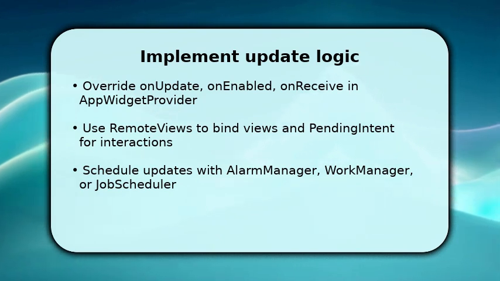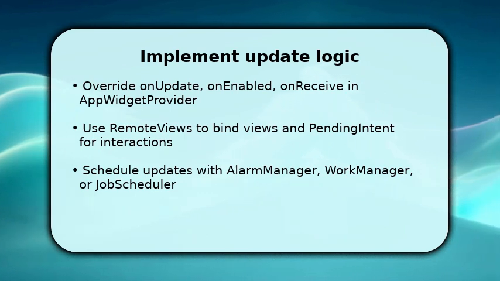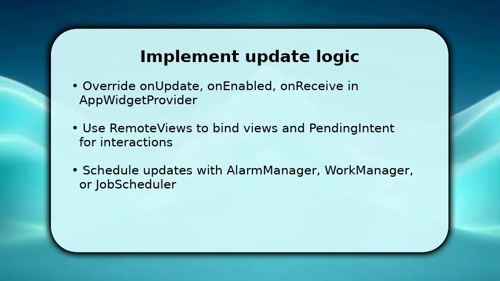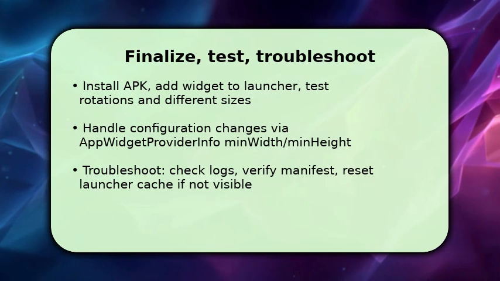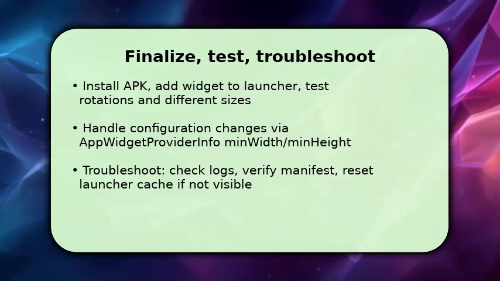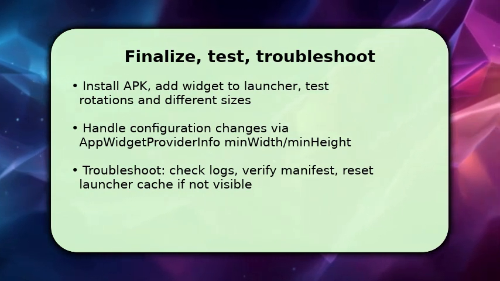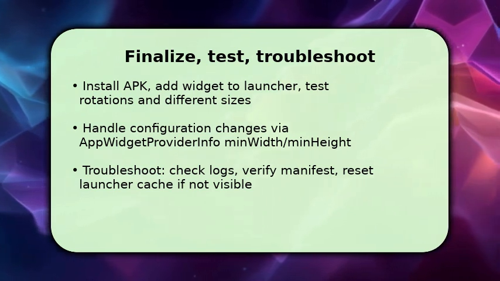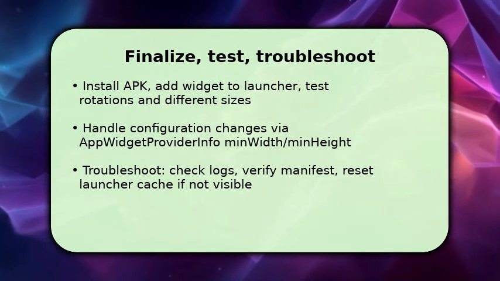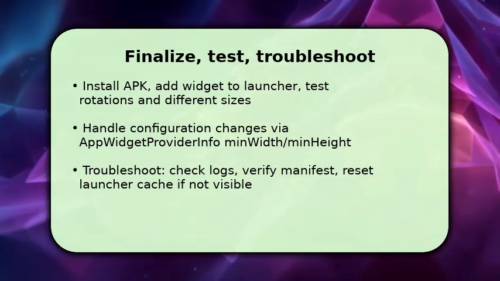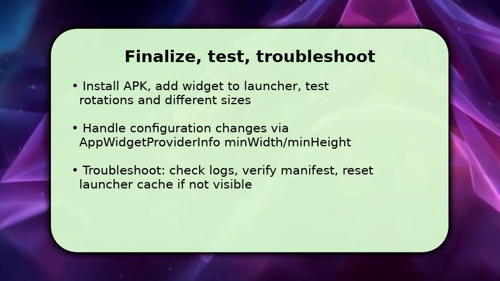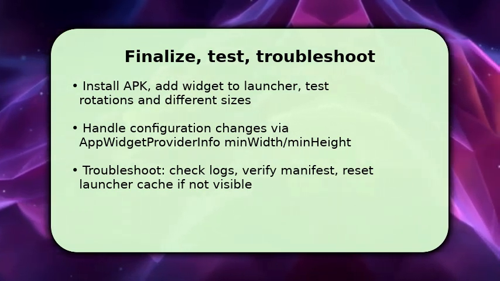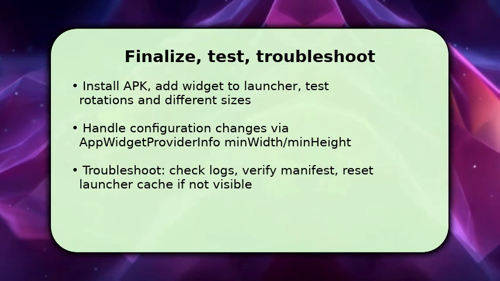Make sure to update only changed views to conserve battery and reduce IPC overhead between processes. Finish by installing the APK and adding the widget to several launchers and screen sizes so you validate resizing and rotations. Adjust minWidth and minHeight in AppWidgetProviderInfo to control layout buckets and implement onAppWidgetOptionsChanged to adapt content. Test click intents, updates, and device sleep behavior. If the widget fails to appear, check Logcat for permission or inflation errors, verify the manifest receiver and metadata, and clear the launcher cache or reboot. These steps usually resolve it.